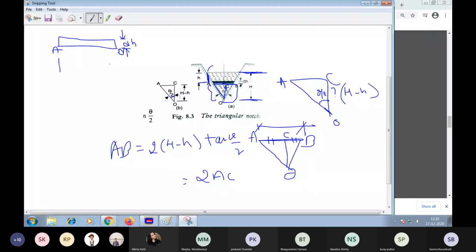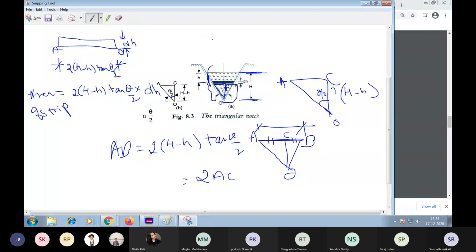So the distance AB we have identified, that is nothing but 2 into (h minus h tan θ/2). Now, what is the area of a rectangle? Length into breadth. So therefore the area of the strip we can write as 2 times (h minus h tan θ/2) into this height, that is dh. Okay, this is the area of the strip.